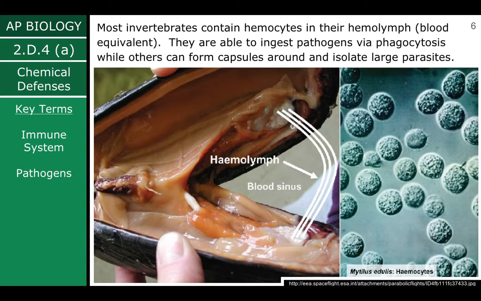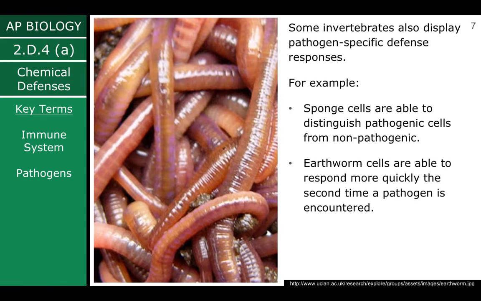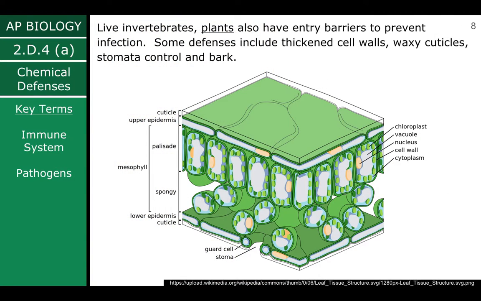Most invertebrates contain hemocytes in their hemolymph, which is the blood equivalent. They're able to ingest pathogens via phagocytosis, while others can form capsules around and isolate large parasites. Some invertebrates also display pathogen-specific defense responses. For example, sponge cells are able to distinguish pathogenic cells from non-pathogenic, and earthworm cells are able to respond more quickly the second time a pathogen is encountered.